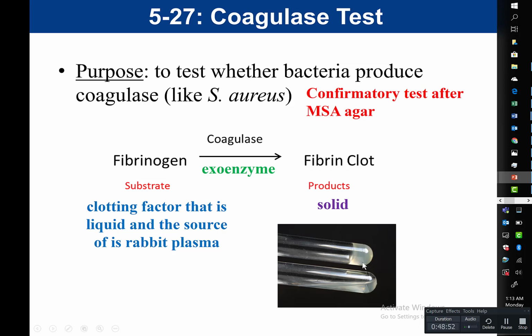And so it produces this fibrin clot, which makes this a solid. If it is still liquid, that is negative for coagulase. Negative because it didn't form the clot. It does not have coagulase. It's not able to take the fibrinogen that's in the plasma and convert it into a fibrin clot. So this is our assay for our confirmatory test.